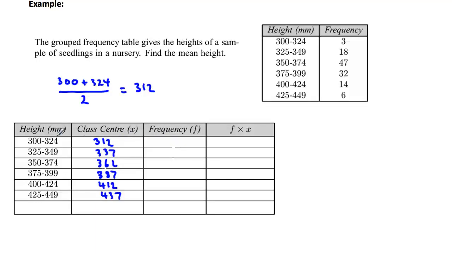How often do these occur? Well, remember, it's basically saying that 312 represents this, and in this case it occurs 3 times. And the next one 18 times. And we'll write these down as our frequencies. 47, just copy it from the table to the right.